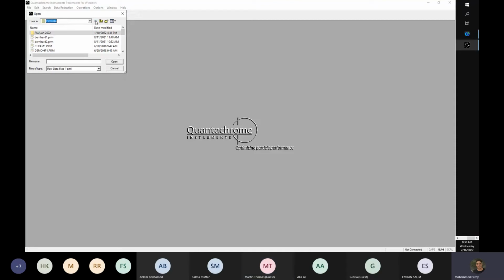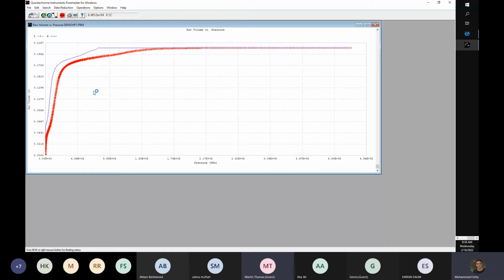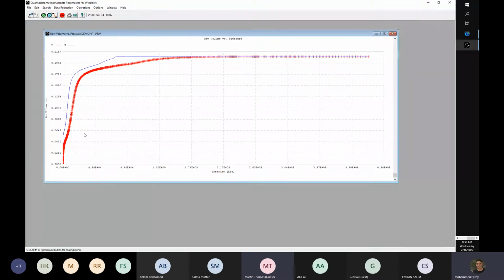Let me go back. Let me do this one. Okay. So now we have a data file loaded here. So this is basically the raw data. Intrusion, extrusion, you can see hysteresis here. Pressure along the bottom, I have it in kilopascals. We can change that to PSI if you like.